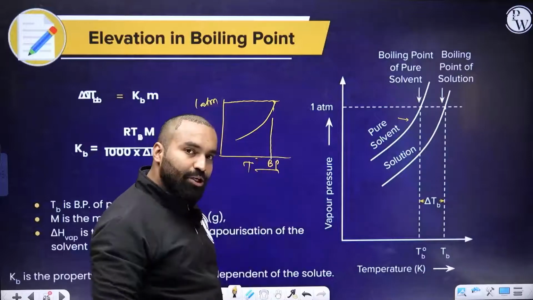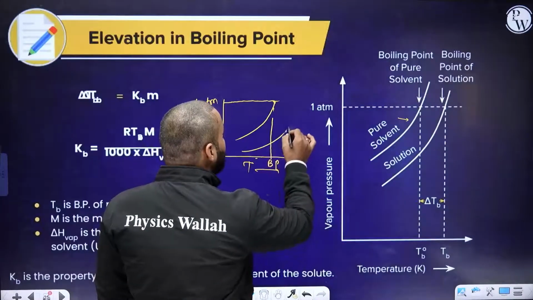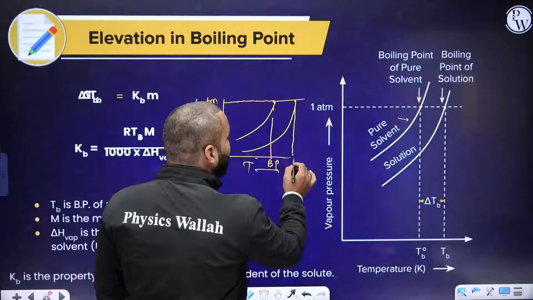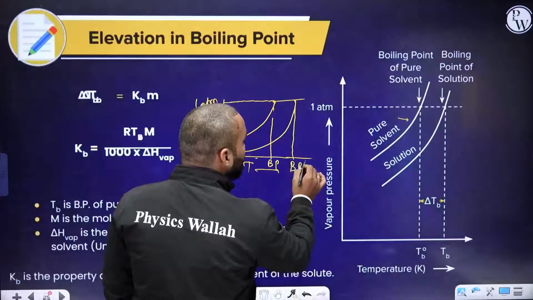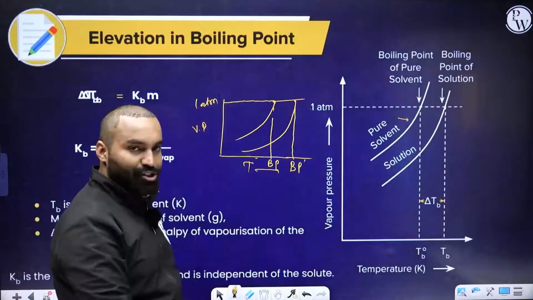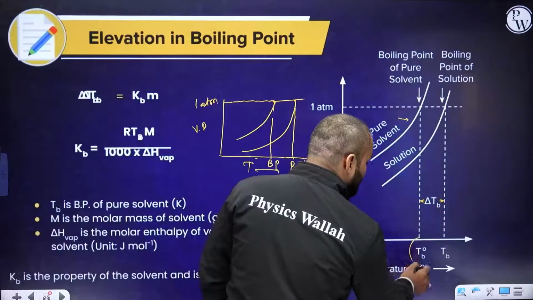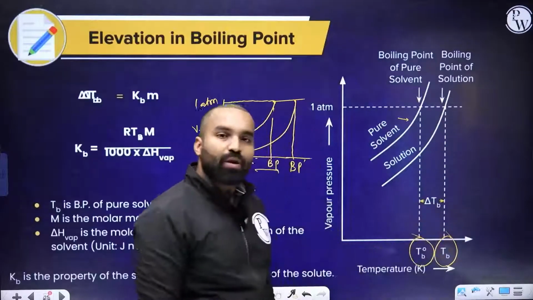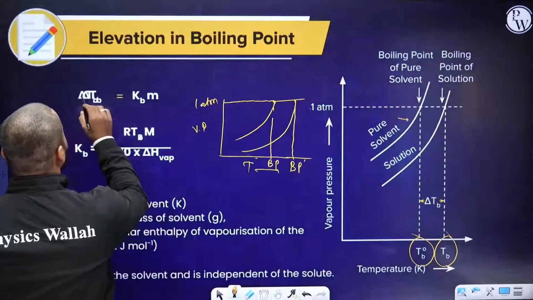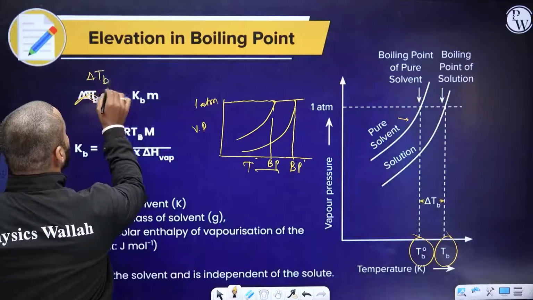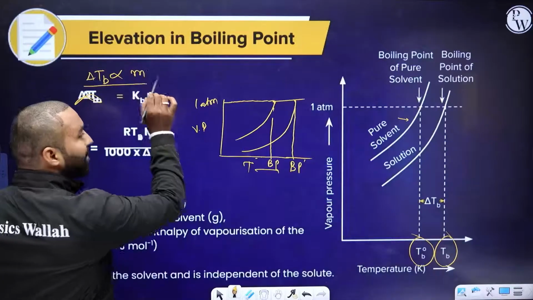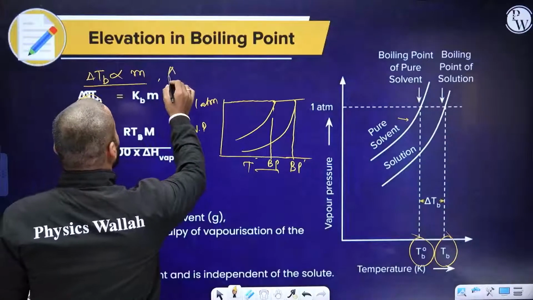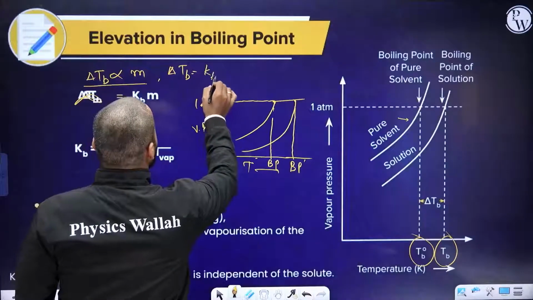But when I add something to that solvent, now I notice that I need to heat more to match the vapor pressure equal to 1 atm. That's the new boiling point. So if earlier boiling point is written as T naught B, the new boiling point is noted as TB, then the difference between these two is known as delta TB. And experimentally, delta TB is found out to be directly proportional to molality. Molality, I'm repeating, molality. And when you remove this proportionality constant, delta TB is equal to Kb into m.